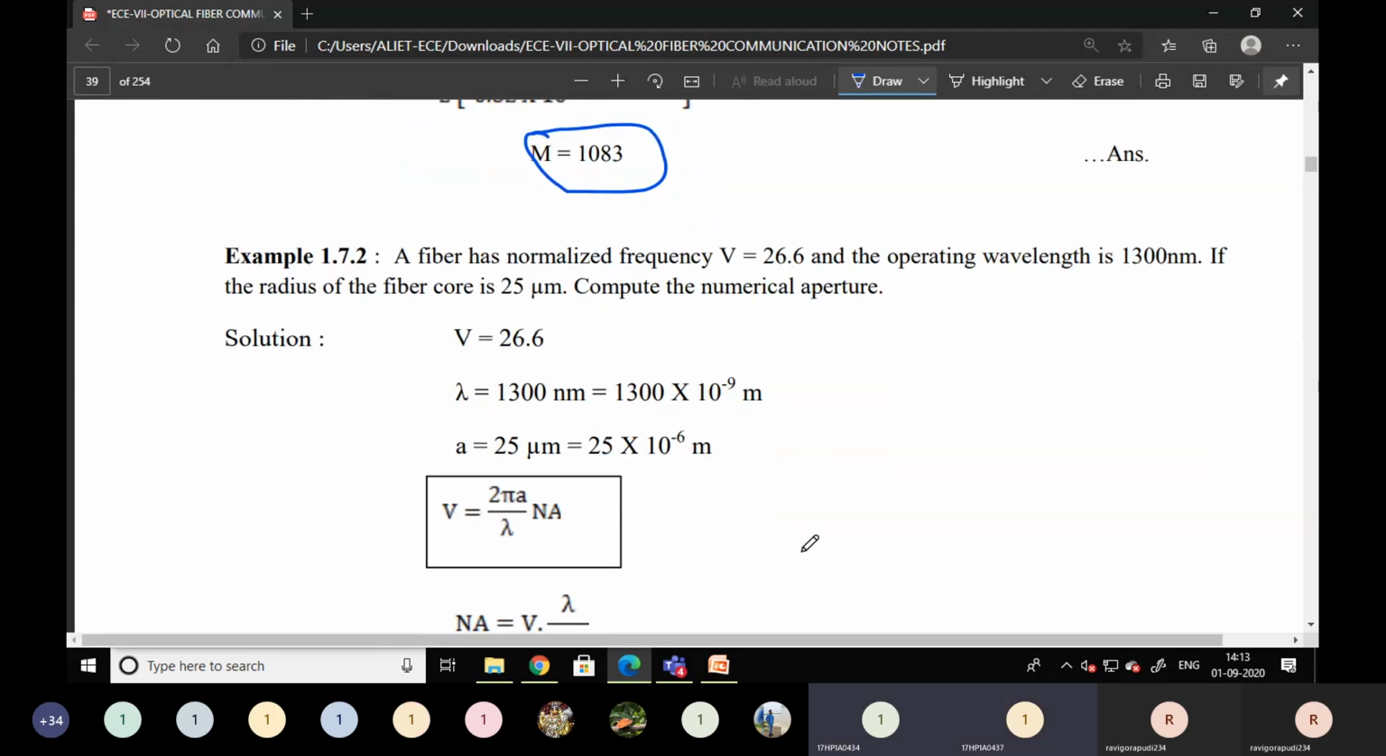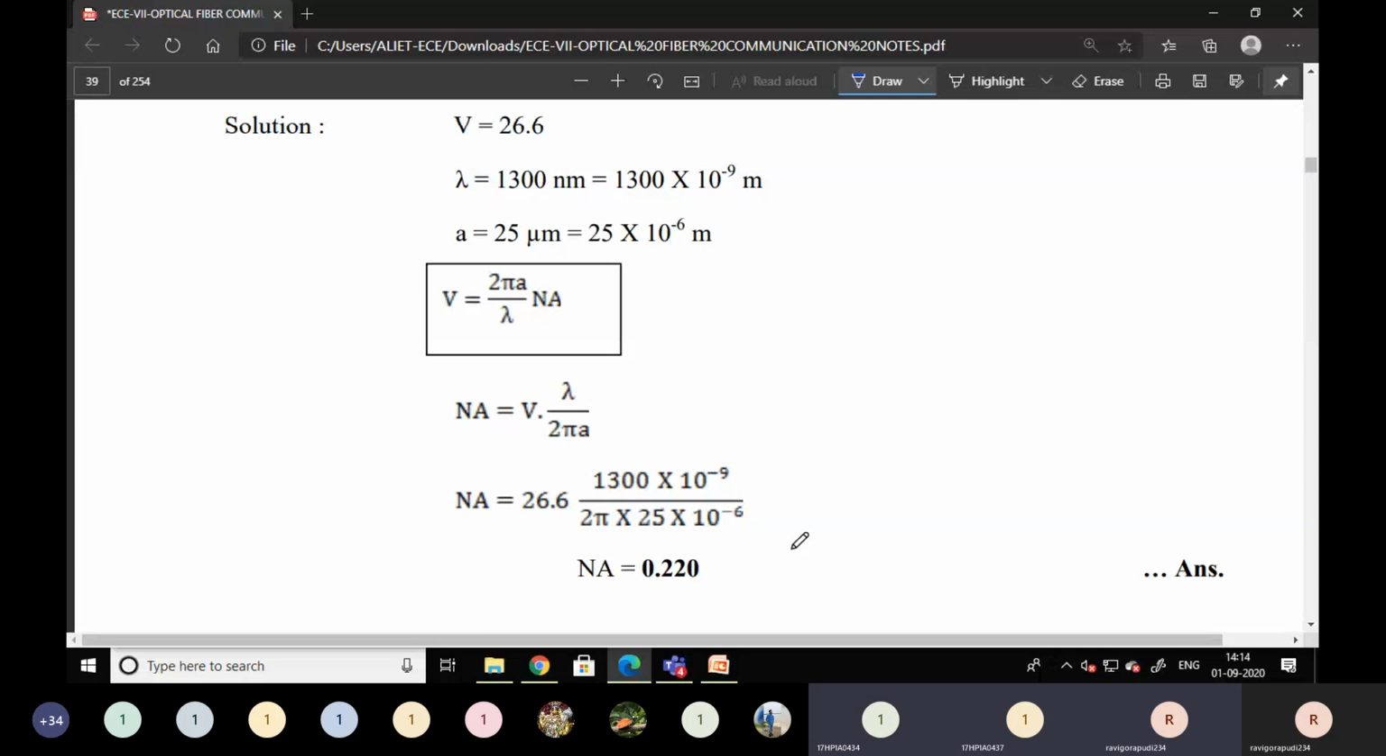0.28 came, sir. 11.28. You'll get 0.22. Yes, sir. So same answer. Compulsorily, we have to substitute either micrometer or nanometer like that, otherwise you'll get a wrong answer. 1300, 2 pi by lambda into NA formula. From this, we are going to write NA. We need NA, so directly we are finding this in this manner.